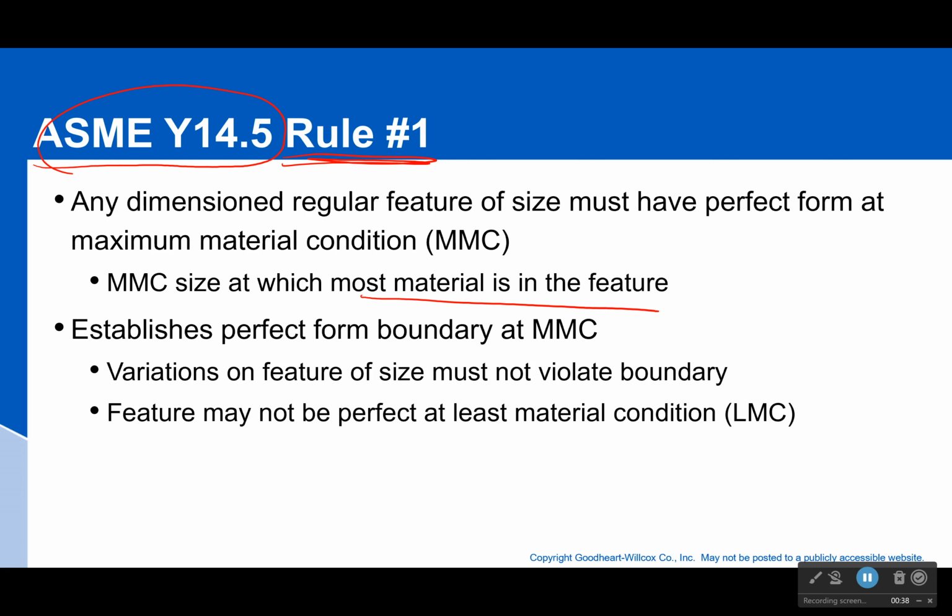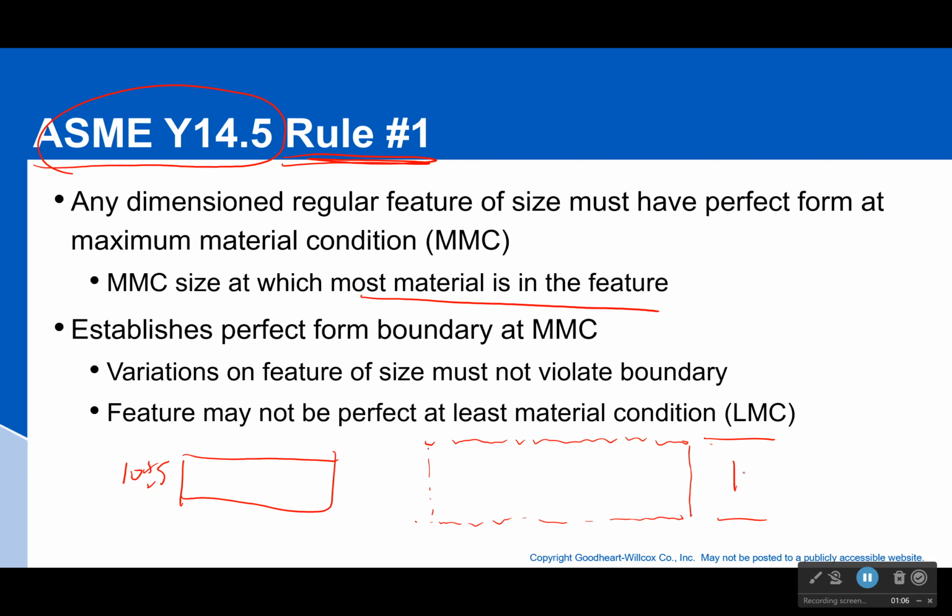In the opposite case, though, if the feature is at the least material condition, it does not have to have perfect form. Now, what am I talking about here? What does this mean? Well, here is my shaft. As I designed it, there is a maximum size. I gave it some sort of dimension, and I said, well, maybe it was 10 plus or minus 5, and so this would be the maximum size.